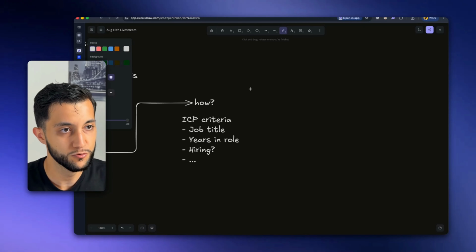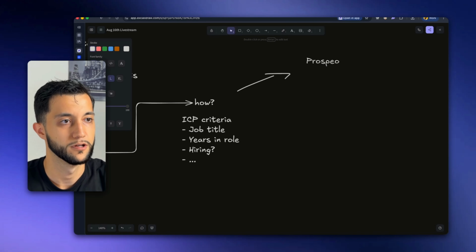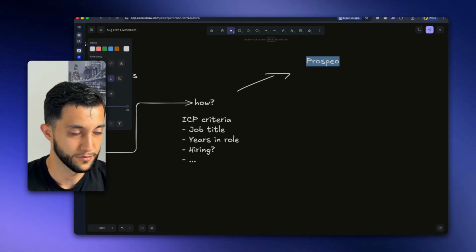How are you going to do that? You're going to use something like, I'm going to give you some tool recommendations, Prospero. This is what I use. Yes, you get them with Prospero.